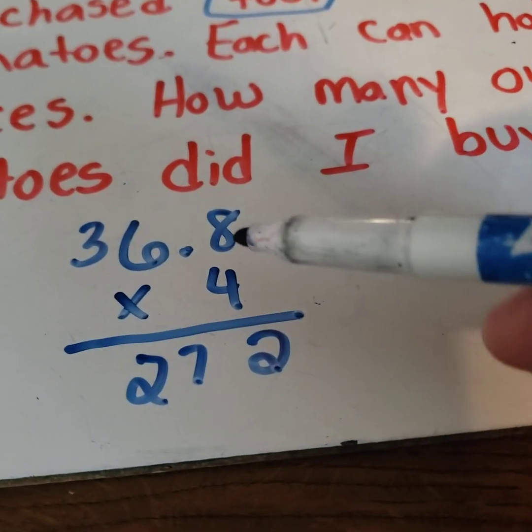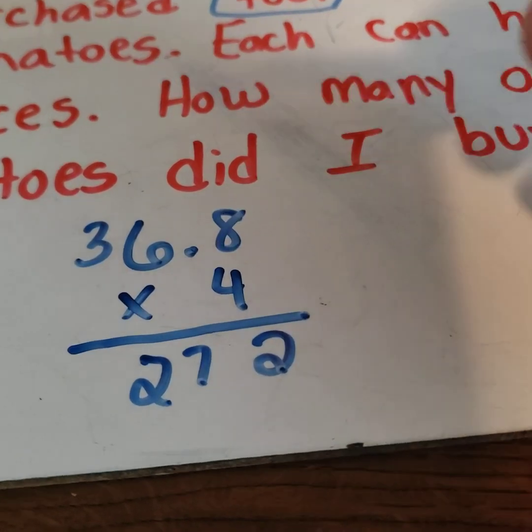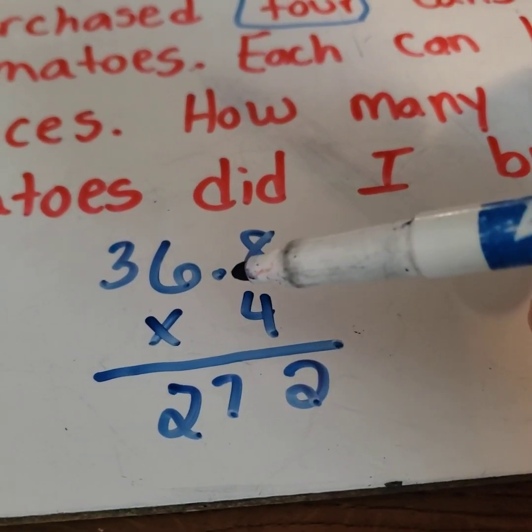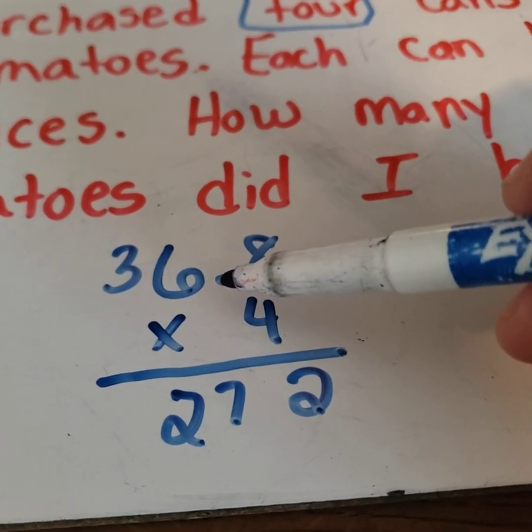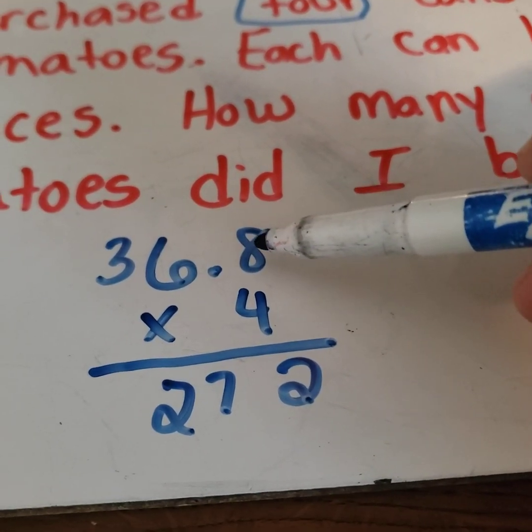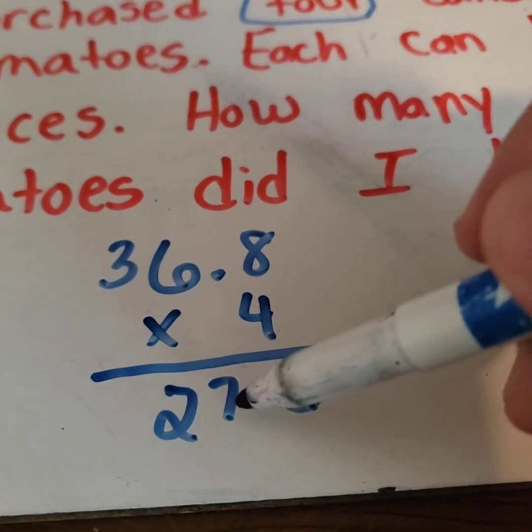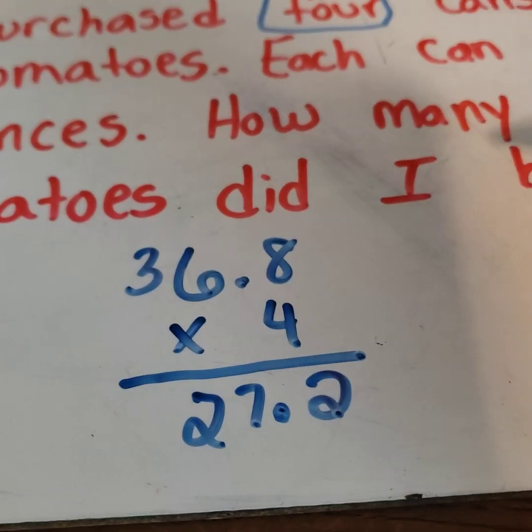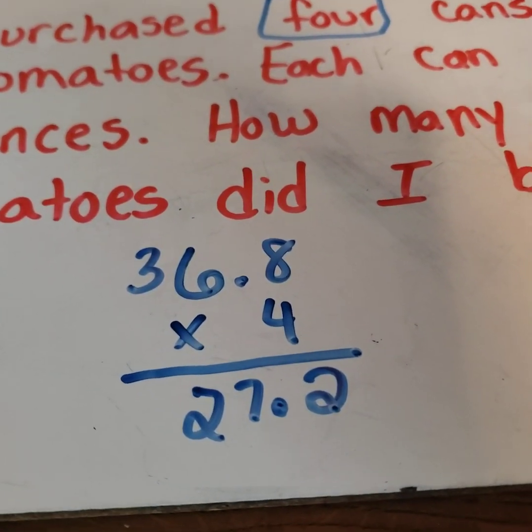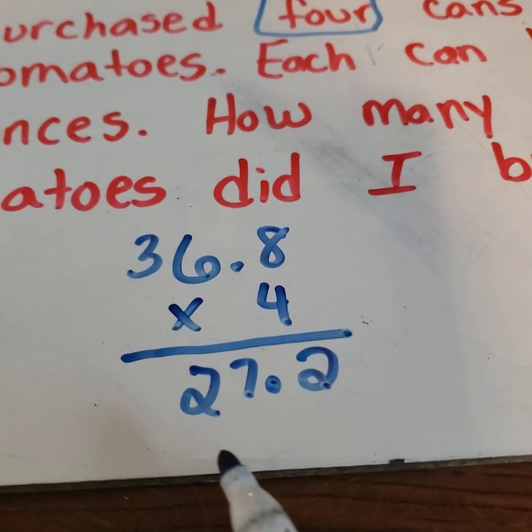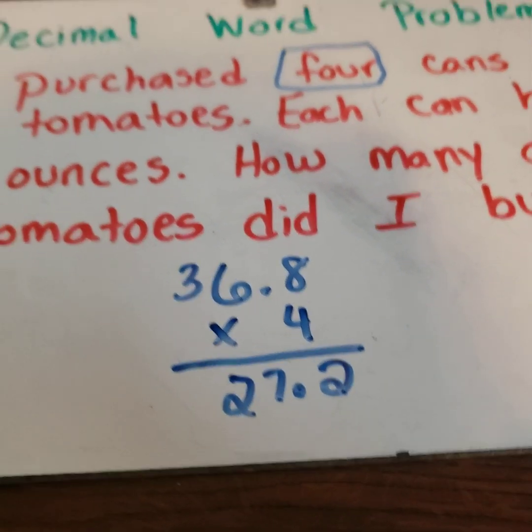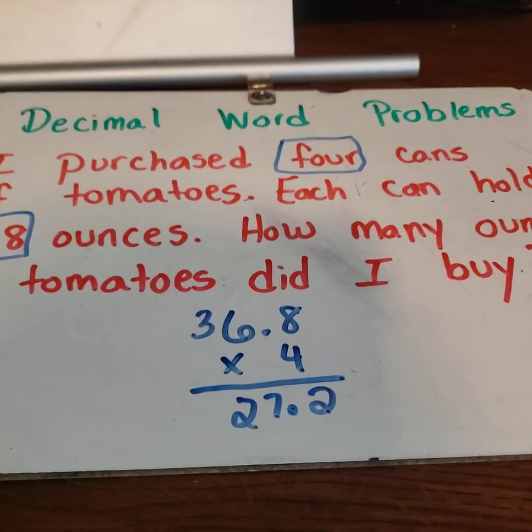Now, to decide about my decimal, I locate my decimal in my problem. I count how many numbers I have behind my decimal. I have one number. So I come down here, I count 1 over, and I place my decimal. So I have a total of 27.2 ounces of tomatoes.